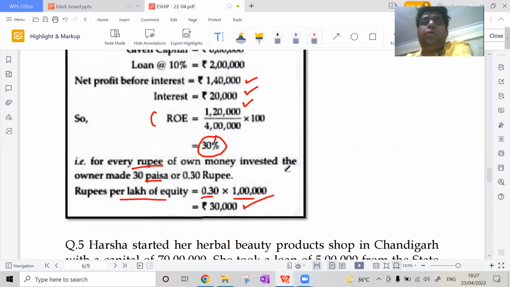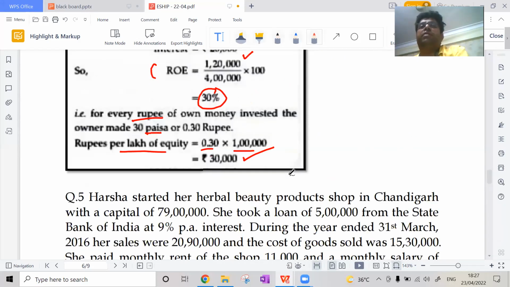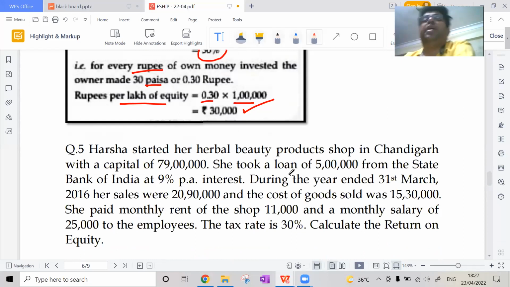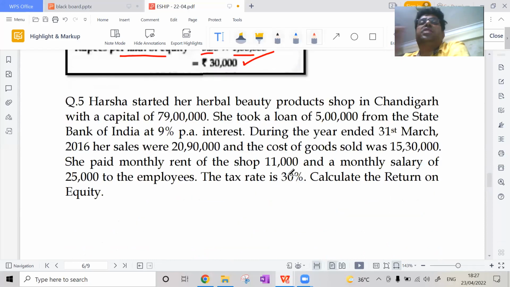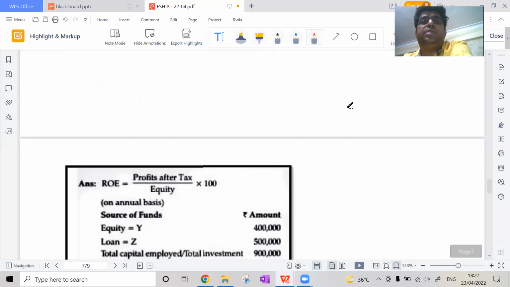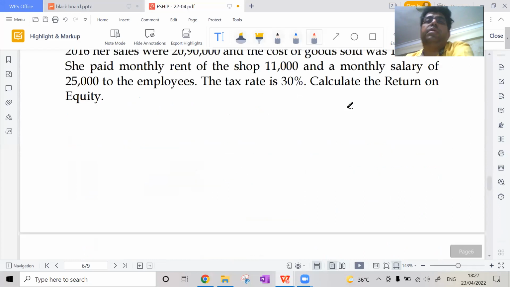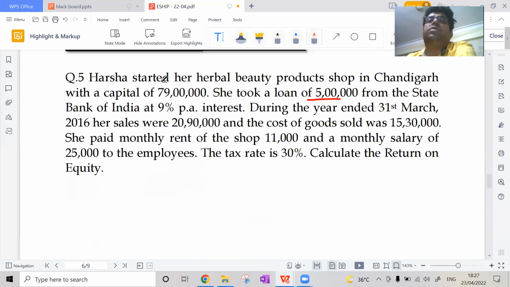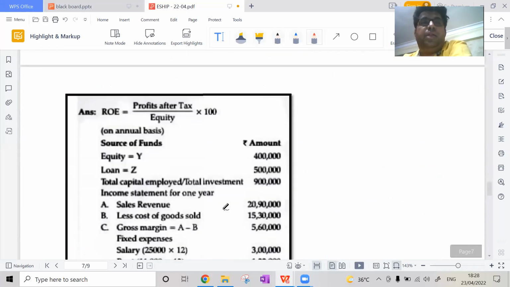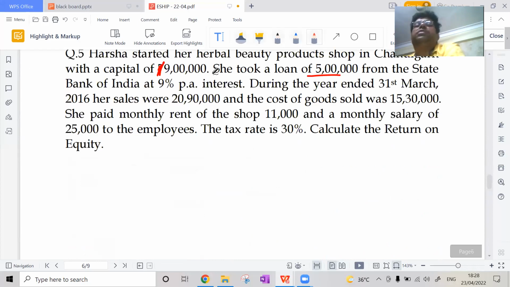Okay. Now another question of ROI and ROE, and then this unit will be complete, and then I will switch to marketing. Now Harsha started a herbal beauty product business in Chandigarh with a capital of 79 lakh. Okay. She took a loan of 5 lakh. Just a second, maybe figures. No, capital is 9 lakh. It is not 79 lakh, it is 9 lakh. Because I have seen that question before also. So here it is not 79 lakh, it is 9 lakh. It has been given.